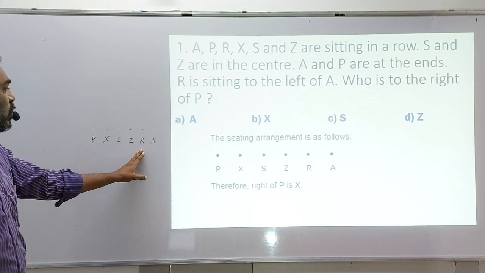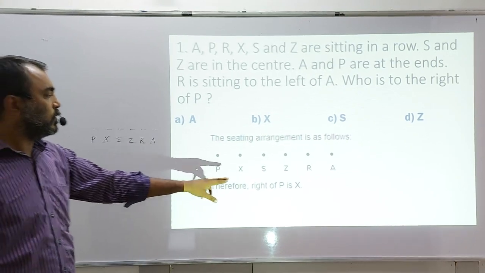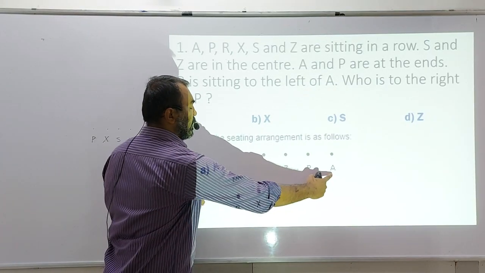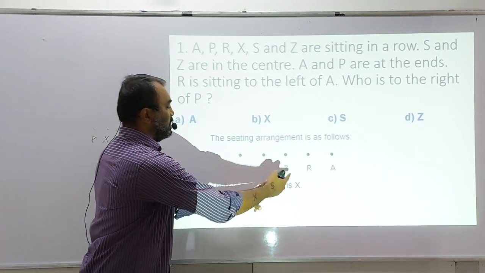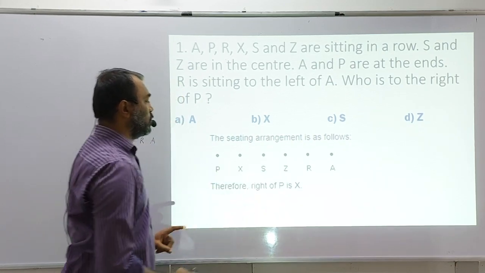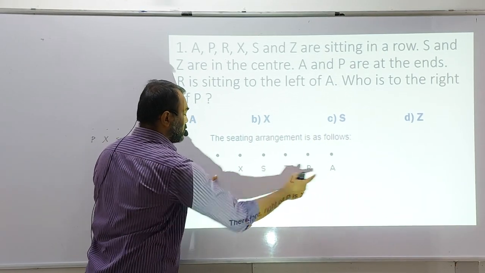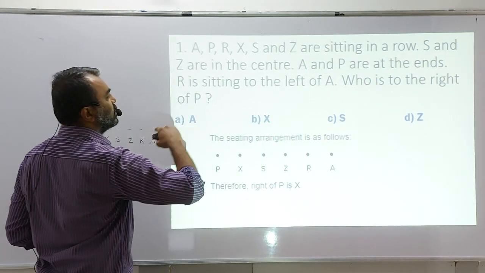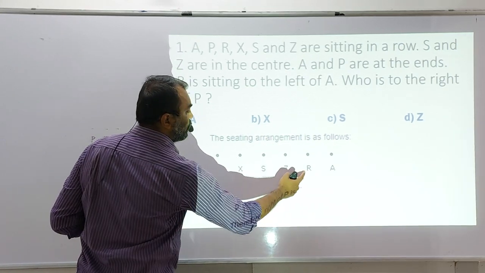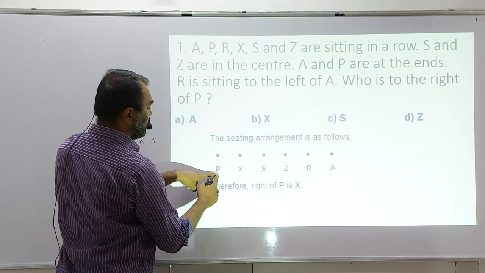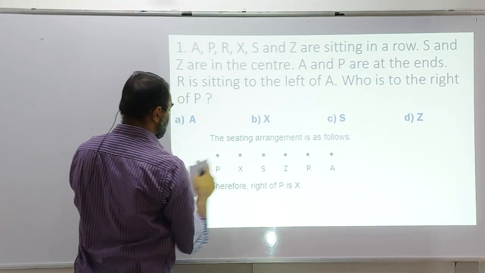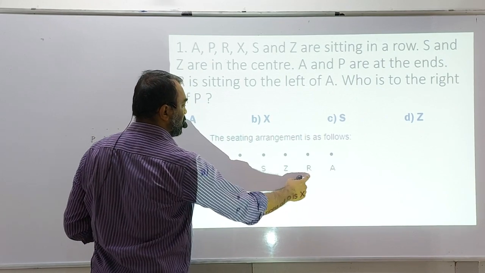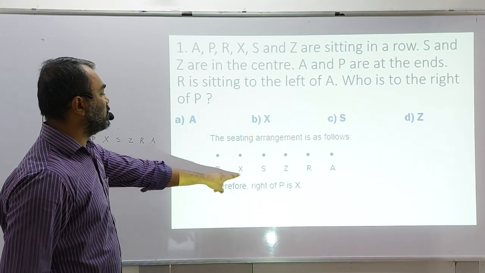Is this what we have got? The same arrangement. S and Z are at the center, A and P are at the ends. Now with A and P at the ends you can have S and Z like this also, but A and P are at the ends. Now where should I put A? Should I put A here or should I put A here? But the next sentence gives the clue: R is sitting to the left of A. So if I put A here, then R is sitting here, but there is no person. So P comes here, A comes here, R is to the left of A. The only place empty is this, where we put X.